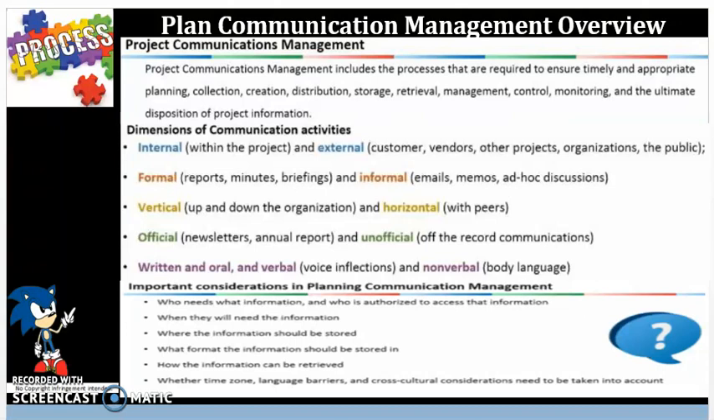Then you have horizontal, which is information between your peers within the same department or sister departments. For example, a CFO might have accounting teams or enterprise money movement teams. So these teams will be your horizontal forms of communication. Then you have official forms of communication through the use of newsletters and annual reports, and unofficial communication through the use of off-the-record communication, such as just having meetings and side conversations.